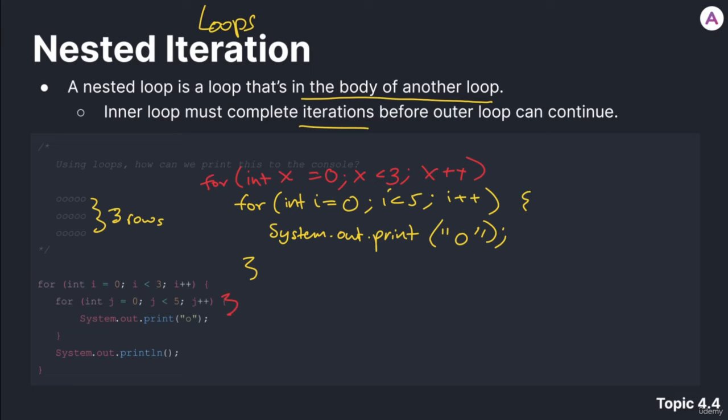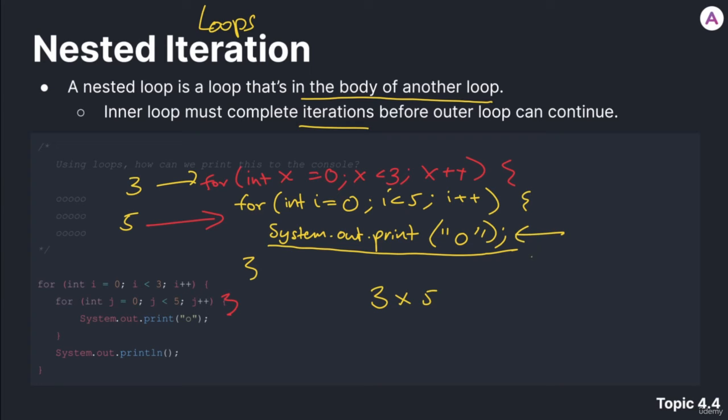Okay, so what is occurring here? This loop is running 3 times, and we have this loop, which is running 5 times. And there's one line of code that's being executed in both of these loops, and it's this: System.out.print, and then this string. So effectively, if this loop is running 3 times and the loop inside is running 5 times, this statement is being executed a total of 15 times, since 3 times 5 is 15.